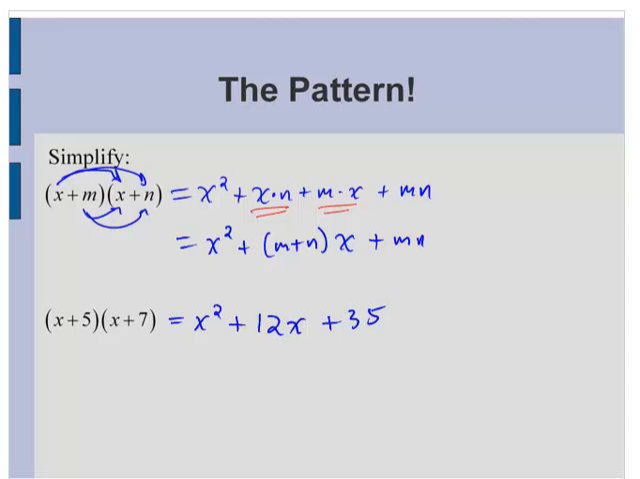So I'm just using a pattern here. Now, of course, if you go through all the steps, you'll get the same thing in the end. But what's important is noticing this pattern, notice how these numbers work. We have an m plus n here, and we have an m times n here. And that pattern helps us when we're factoring, when we're going in the other direction.